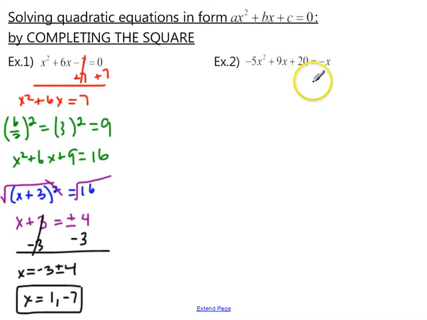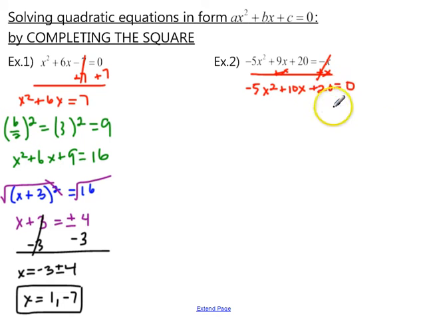Now in looking at example 2, I'm going to do a couple steps with you, and then I want you to finish the rest on your own. First, you should notice this x term on the right side by itself. Remember, we want to get all the x terms on one side together. So let's add x to both sides. This cancels, and we have a negative 5x squared, and then plus 10x plus 20 equals 0.